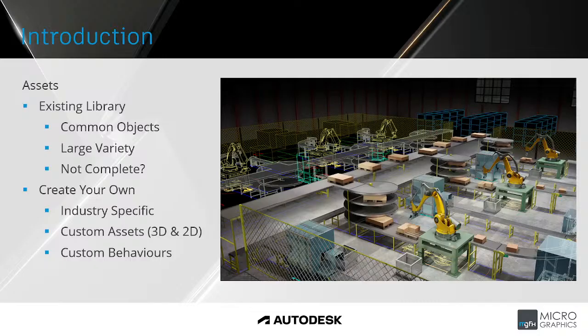And the nice thing about creating your own assets is that these custom assets can be a 3D model as well as their 2D counterpart for the 2D layouts. And because these are custom assets, we can build custom behaviors into them. So as you create the model, you're able to set up the parameters and rules that adjust the model as you change it for the client's requirements. So we're going to be looking through the process of how to create your own assets and put them into your library.